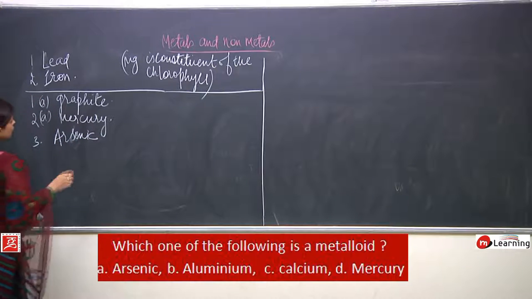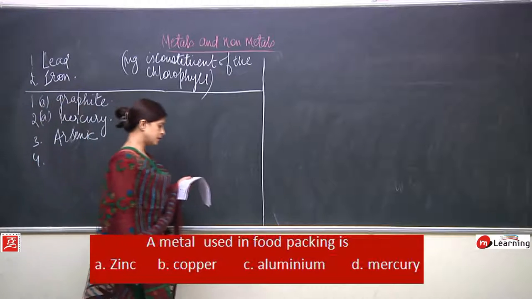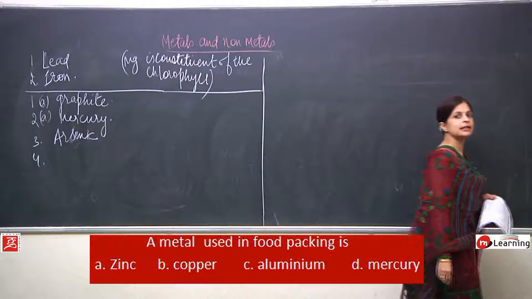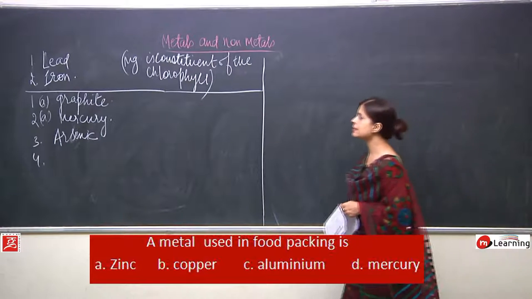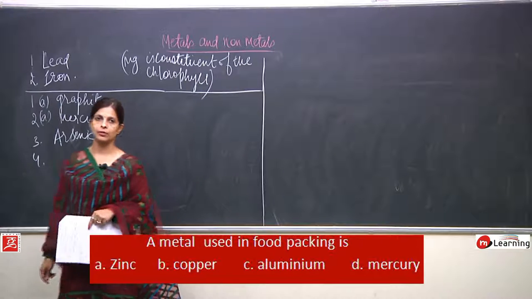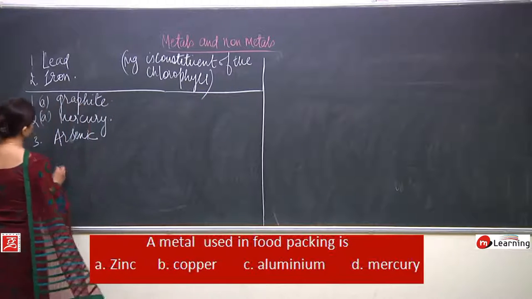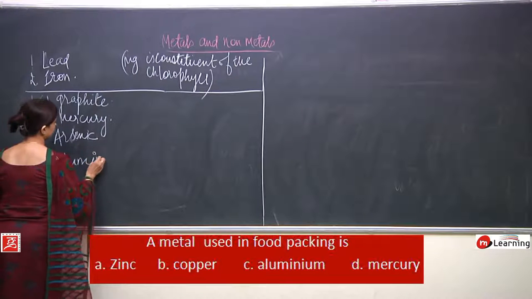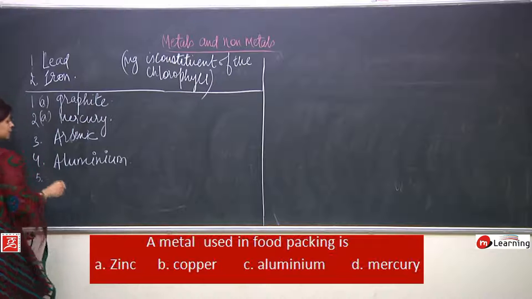Okay, so coming to the next one, the fourth one: a metal which is used in food packaging. Food packaging means they are talking about the foil. Okay, so foils are made up of what? Foils are made up of aluminium. Aluminium is the correct answer for this.